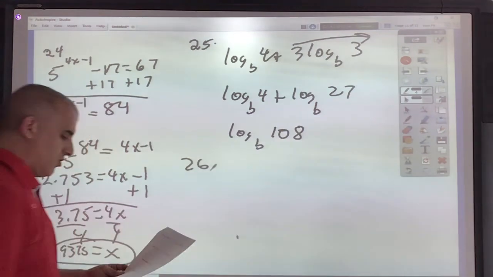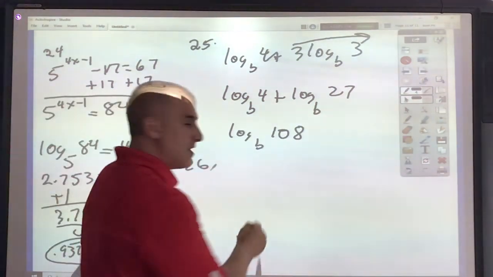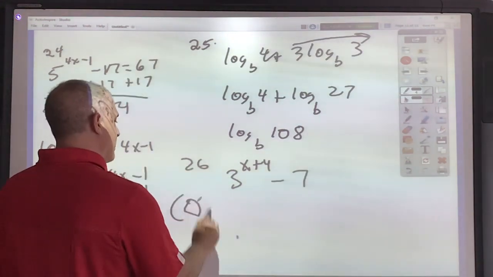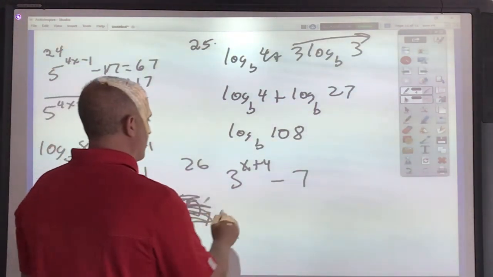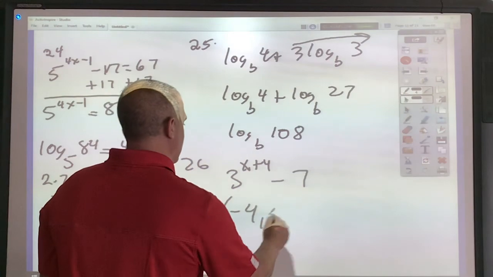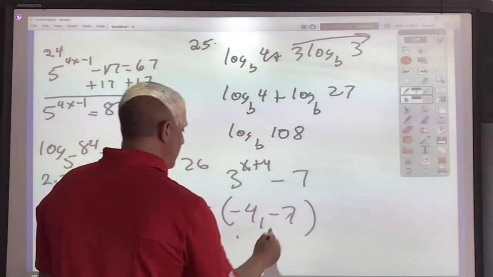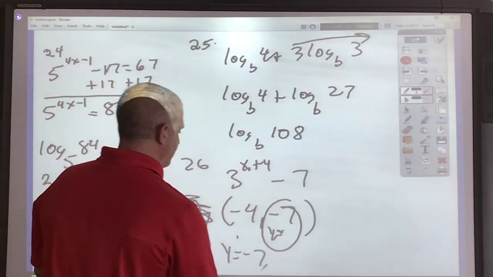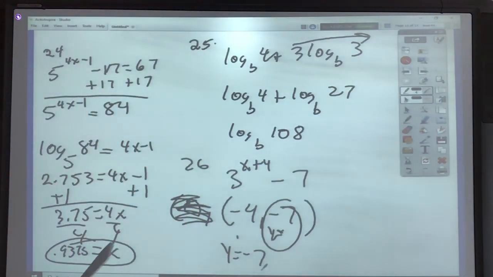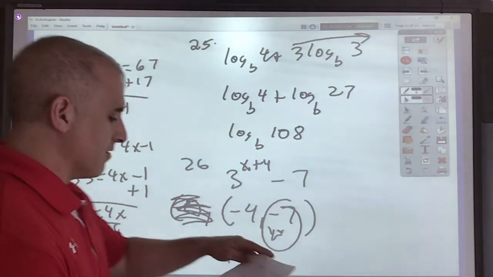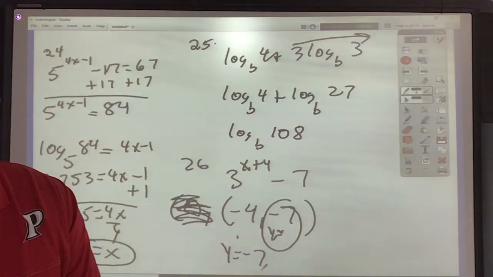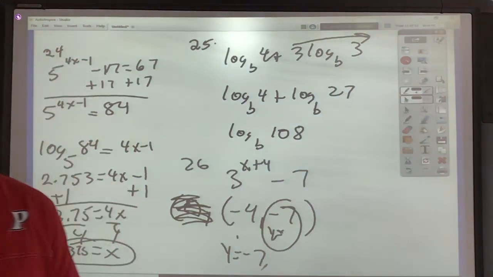Okay? And then 26, I got 3 to the x plus 4 minus 7. So my anchor point would be negative 4, negative 7. So what that means is my horizontal asymptote would be y equals negative 7. Okay? So whatever your y coordinate of your anchor point is would be your asymptote. Okay? I know that's quick, but that is the first semester exam review.